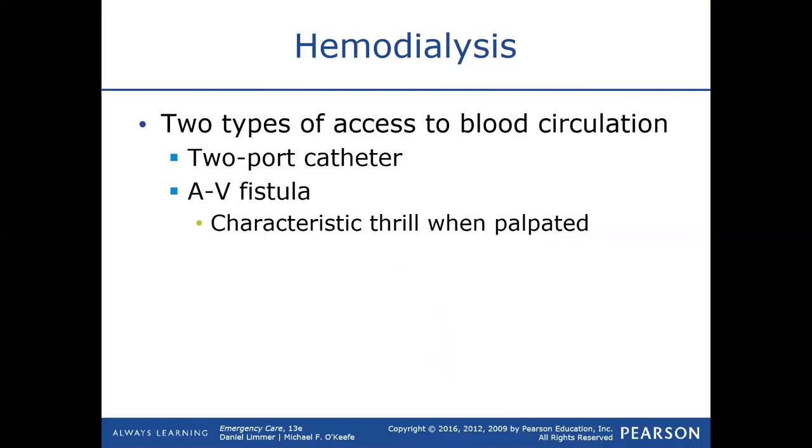Characteristic thrill when palpated. Usually what we see is the AV fistula, and I think there's a picture in here. If there's not, I would encourage you to look one up so you know what they look like. And it's very important that if a person's on dialysis, you do not take blood pressure from that arm where they have the AV fistula.